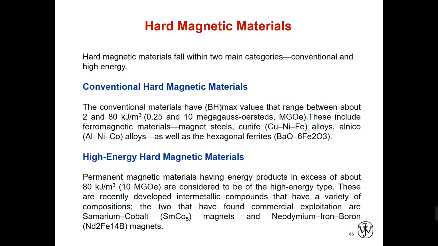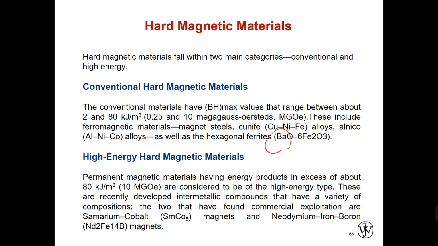Hard magnetic materials fall into two main categories, conventional and high energy. Conventional ones have BH max values ranging between about 2 and 80 kilojoules per meter cubed, or 0.25 and 10 megagauss-oersteds, MGOe. These include ferromagnetic materials, like we said earlier, transition metals, for example magnet steels, CuNiFe alloys, AlNiCo alloys, as well as the hexagonal ferrites. There is barium here, BaO, barium oxide, combined with ferrites, or iron oxide.